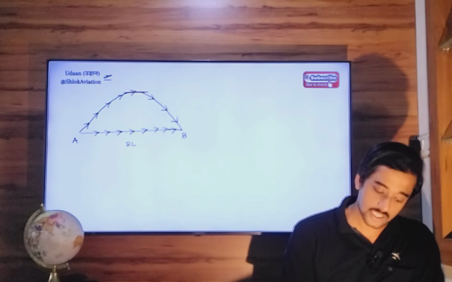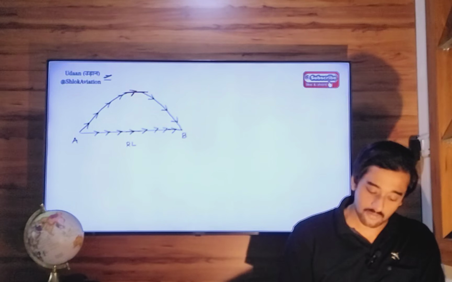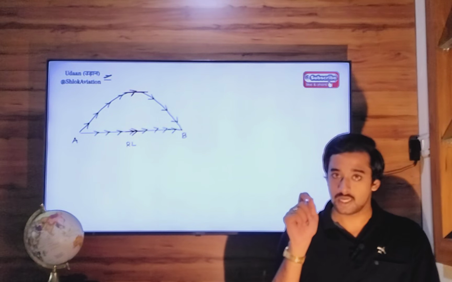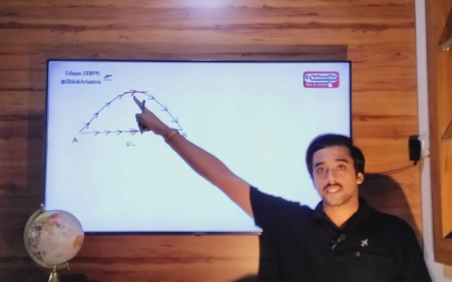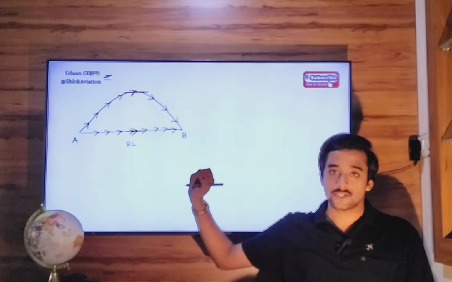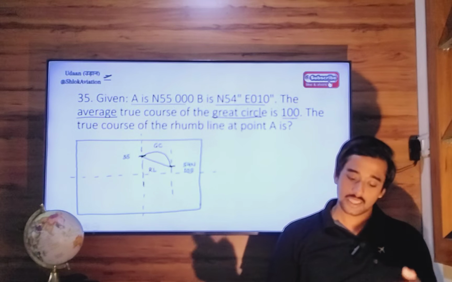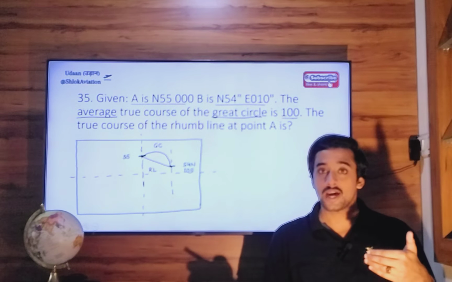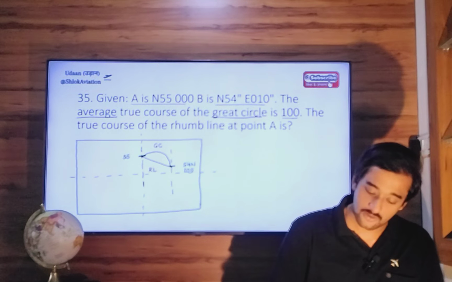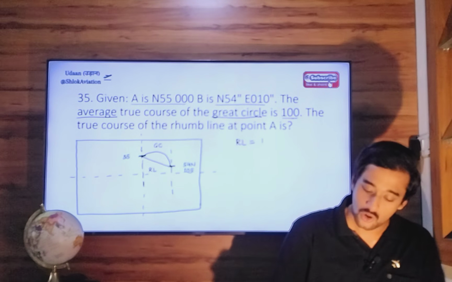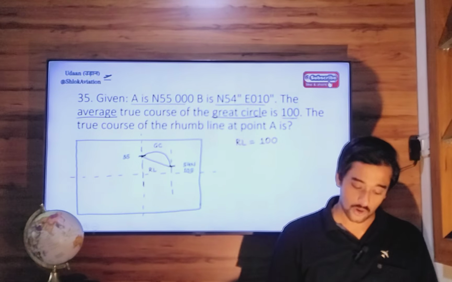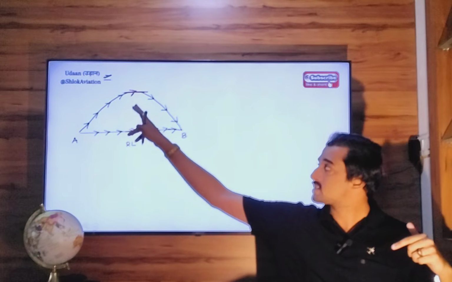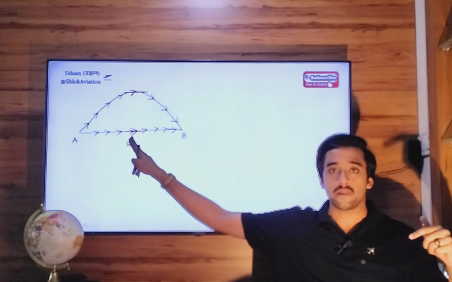Now this average is parallel to this rhumb line track. So at this particular point on the top of the great circle track, the direction of the great circle will be equal to your rhumb line track. Okay, so if the average great circle is 100, what is the true course or direction of the rhumb line track? The direction of the rhumb line track will also be equal to 100 because both are parallel at that point. So the great circle here will be equal to your rhumb line direction here.